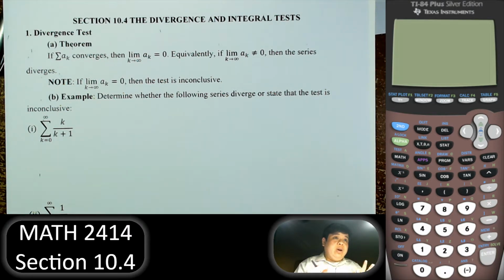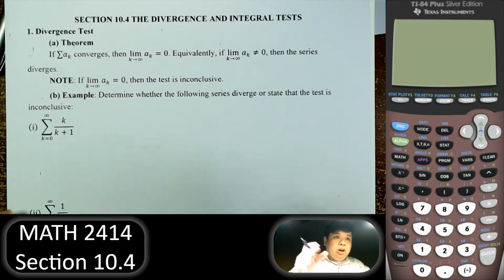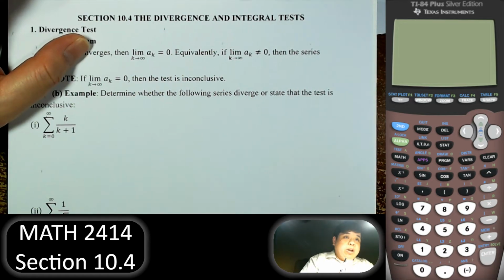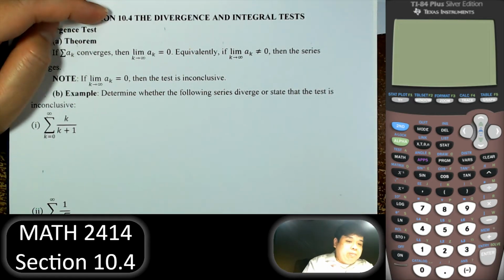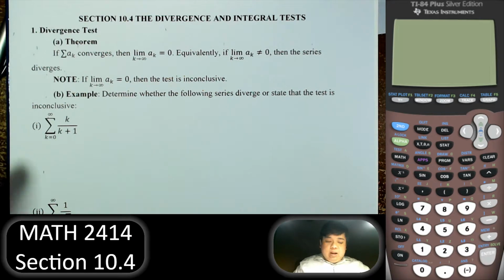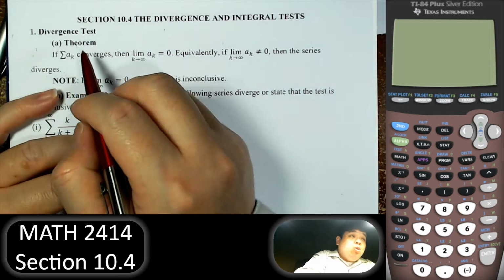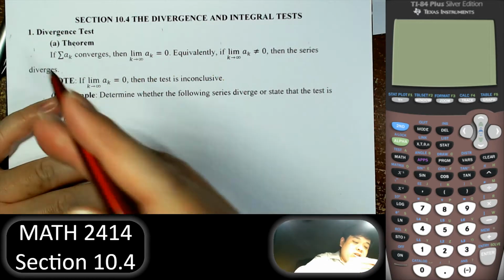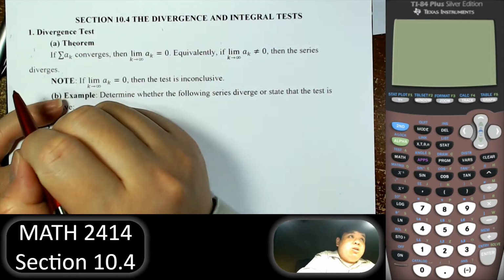Pretty much the remainder of the chapter we study that: how can we tell if the series converges or diverges? That's what we do for the remaining chapters. So in this section there will be three tests. The first test will tell us if the series is convergent or divergent, but this first test only tells if the series is divergent.